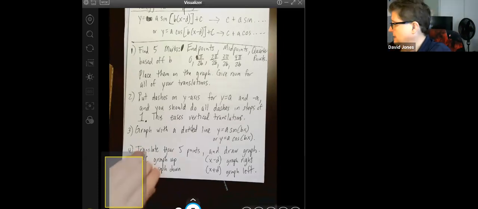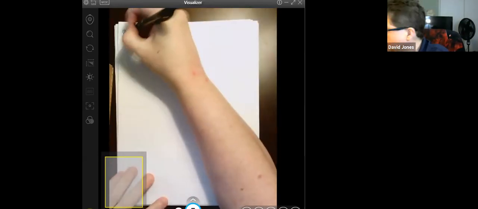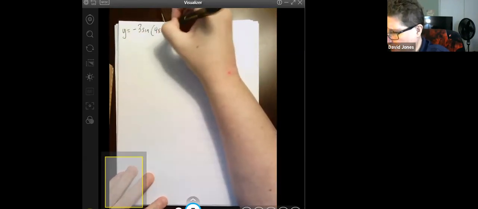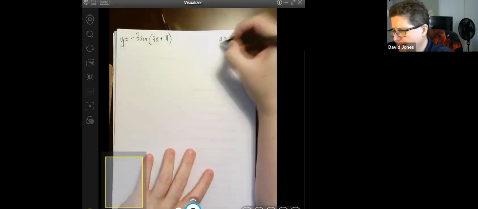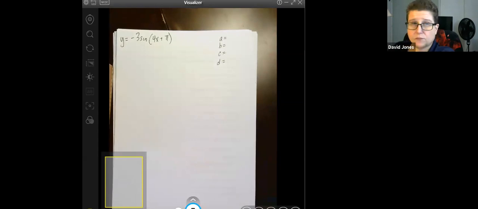All right. Let's take a look at some graphs. Our first one we're going to do, y equals negative 3 times sine of 4x plus pi. First thing you want to do, identify A, B, C, and D. Am I sharing the right thing? Yes, I am.